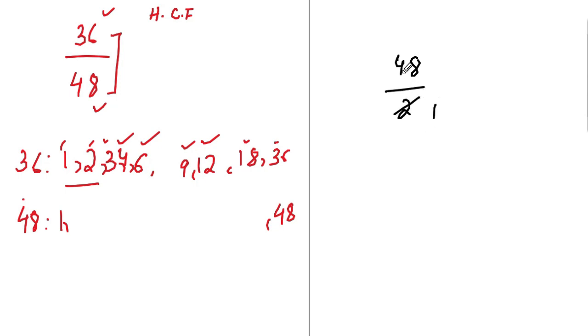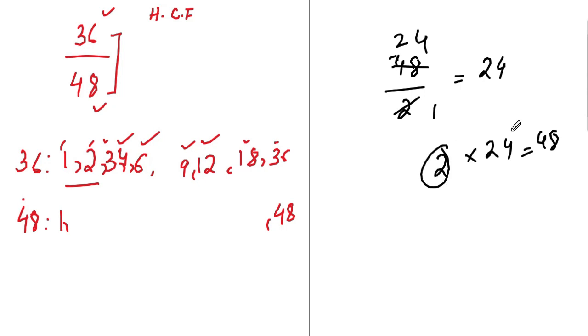2 times 1 is 2, and 2 times 2 is 4. 2 times 4 is 8, which is going to give me 24. So it means 2 times 24 equals 48. So 2 and 24 both are the factors of 48. So writing here my factors, 2 and 24.